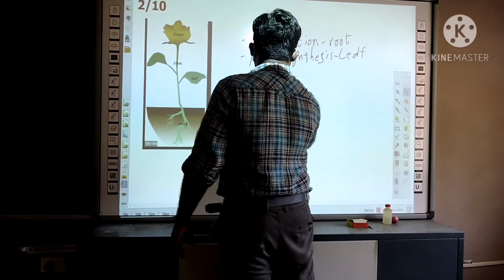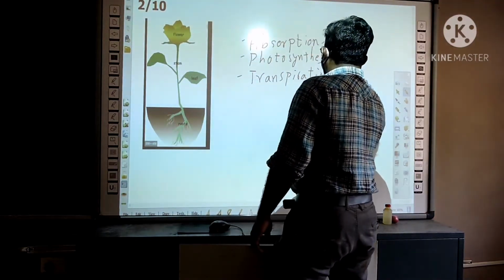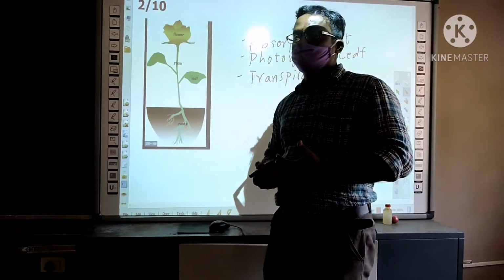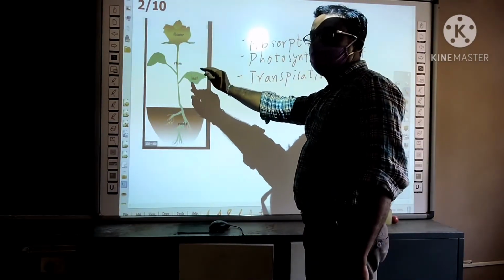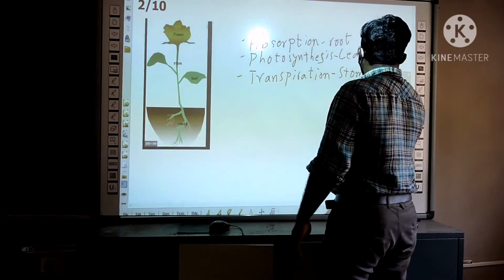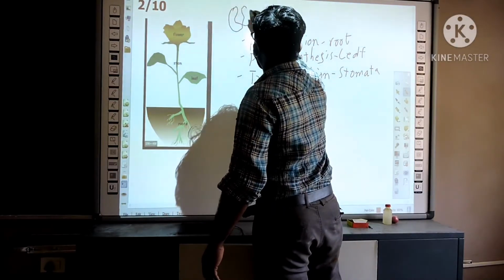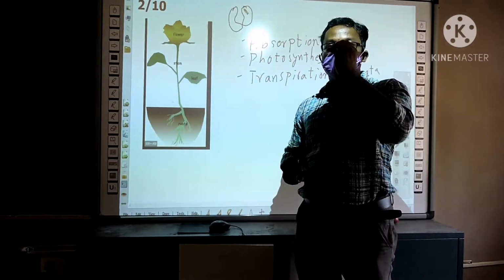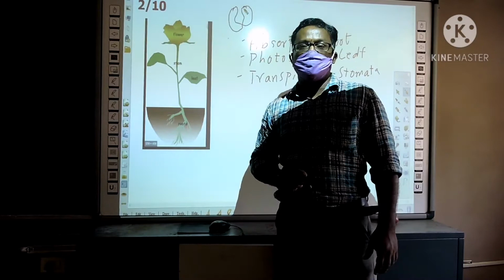Next, transpiration. Transpiration means loss of water as water vapor. So transpiration also happens in the leaves, through the stomata. So the stomata open and close to perform the transpiration process. Exchange of gases also takes place through these stomata.